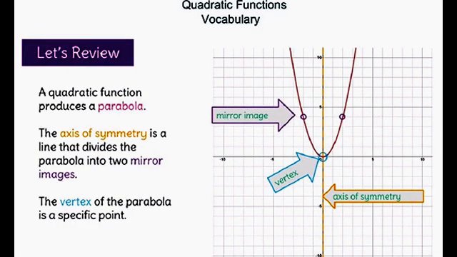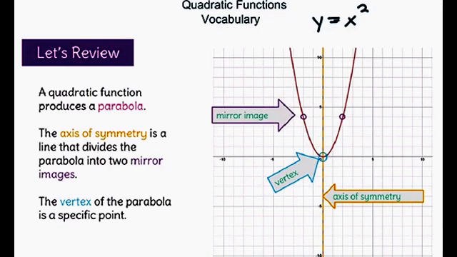Okay, today we're going to review our quadratic functions vocabulary. So our parent function is going to be y equals x squared. We're just looking at the very basic. Just like our linear parent function was y equals x, and our absolute value parent function was y equals the absolute value of x, our quadratic parent function is y equals x squared. Nothing added, nothing multiplied, just the basic.